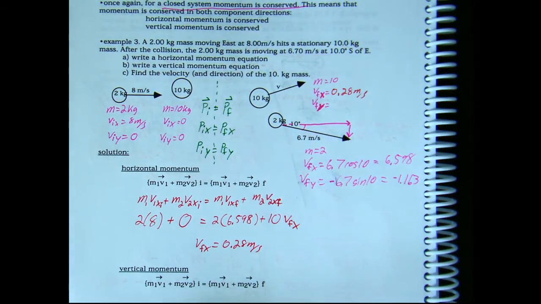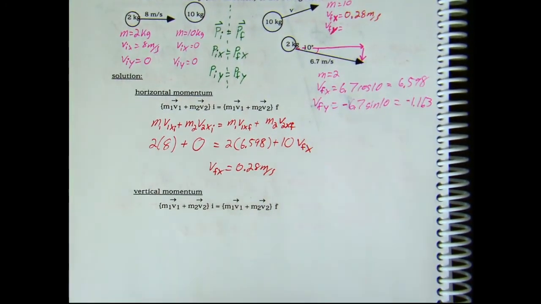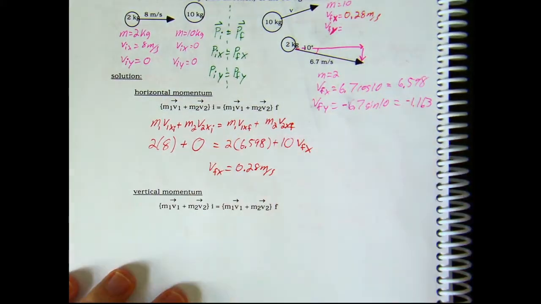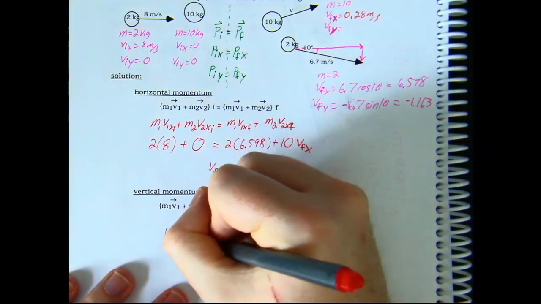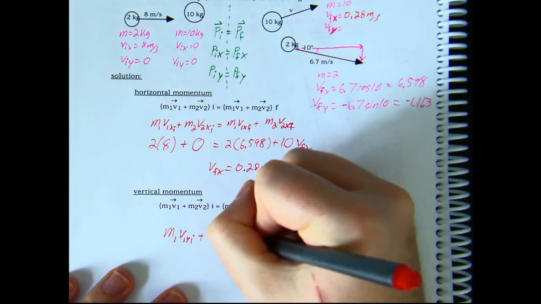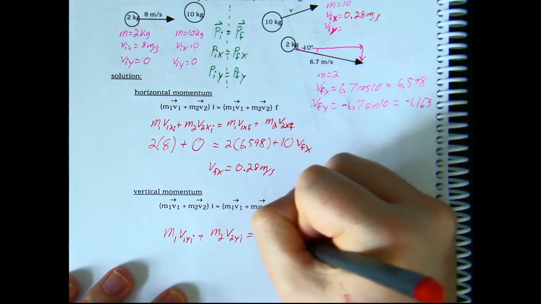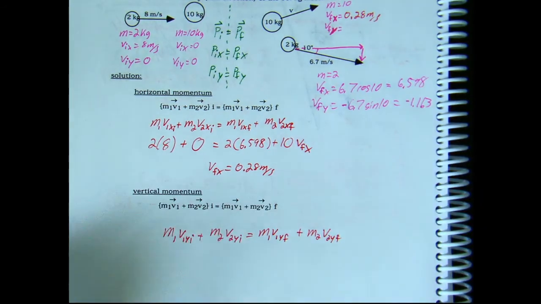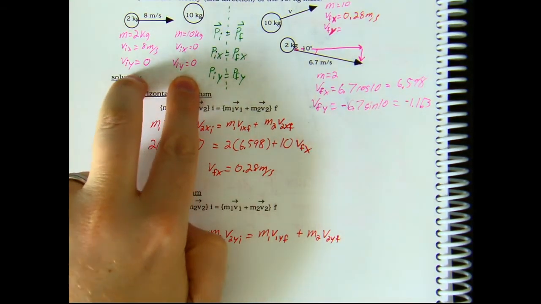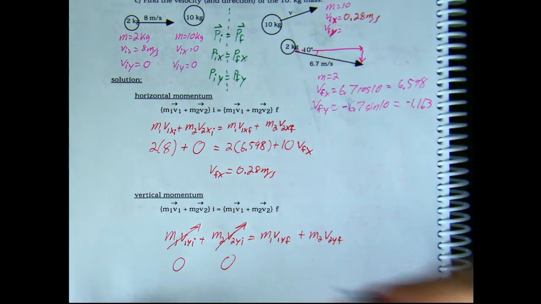And we're going to do the same thing now for our y components. So I'm going to get m1 v1y initial plus m2 v2y initial equals m1 v1y final plus m2 v2y final. This one's actually really nice because if you look at this, neither of them have initial y components. So this guy's going to be 0 and this guy's going to be 0. We like that a lot.